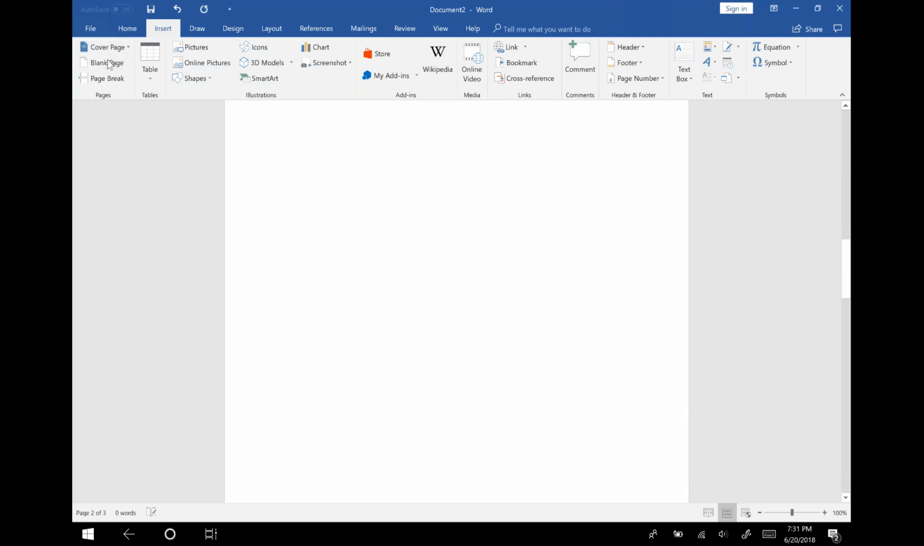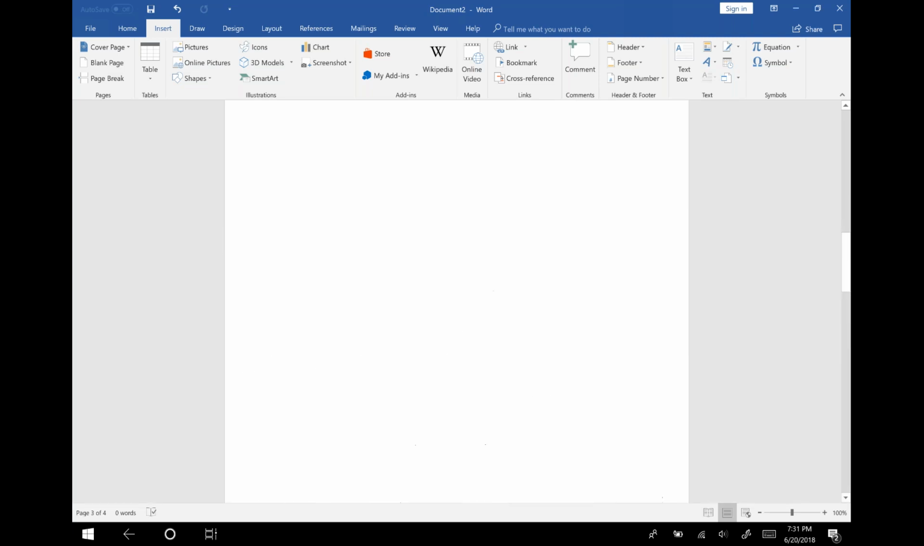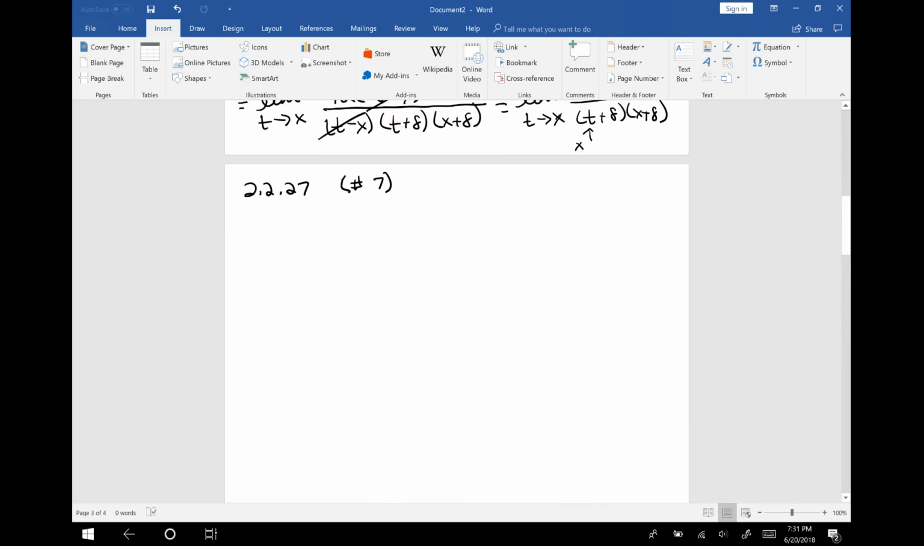And that is, from your textbook, problem 2.2.27, so it's problem number 27 in your textbook. And in your homework, it's problem 7. So it's a little bit different because they give us a limit in this case. So they give us the limit.